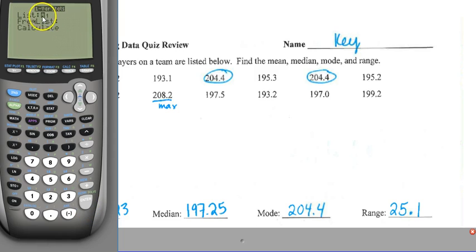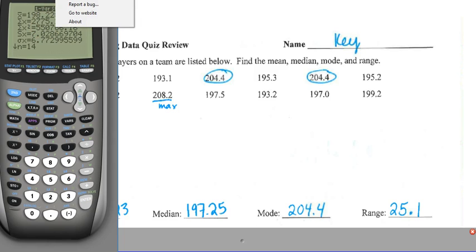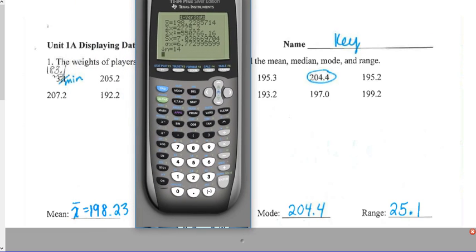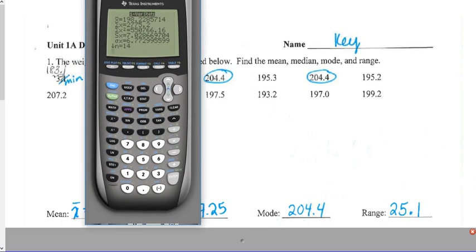enter. Make sure this matches whatever column you're on. If you put it in L2, then you would just hit second L2. See the L2 right there in blue? But mine's in L1, so I'm going to put second L1. And I just hit enter, enter, enter. Okay, here's my average right there, 198.23, as we see right there.